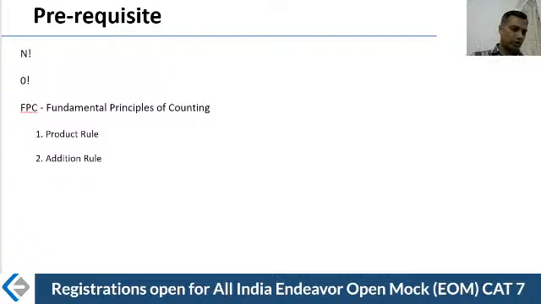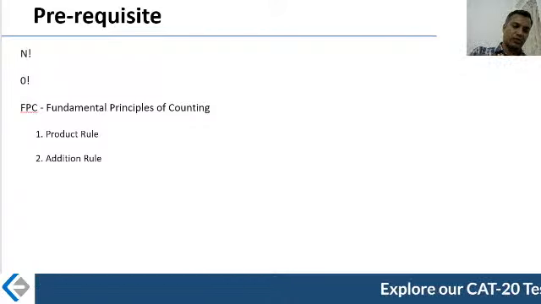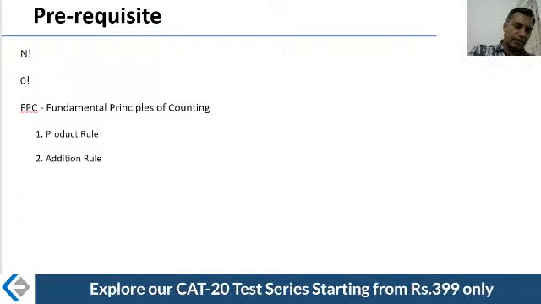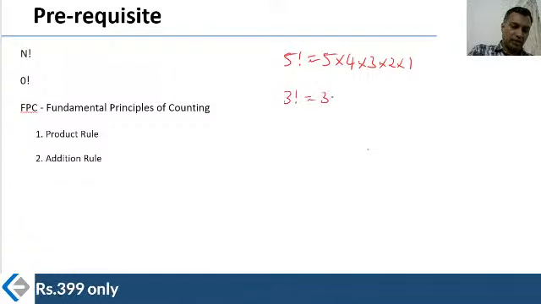So n factorial. We all understand what n factorial is. I know it is very elementary. Let's say I want you to write 5 factorial. We all know this is 5 into 4 into 3 into 2 into 1. Perfect. If I ask you to write 3 factorial, that's nothing but 3 into 2 into 1.